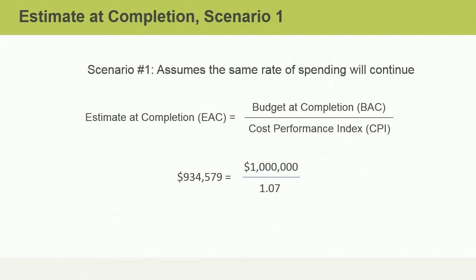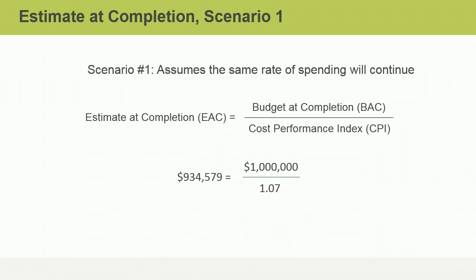Since a CPI of greater than 1 is an indicator that you are operating under budget, we should expect the EAC to be less than the BAC. When we divide the BAC of $1 million by the CPI of 1.07, we come up with a new EAC of $934,579. This is the best formula to use when we have stable cost performance and it is expected to continue.